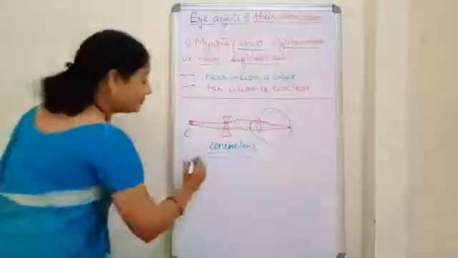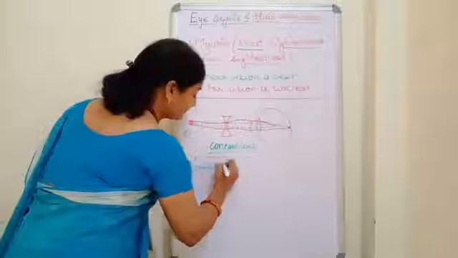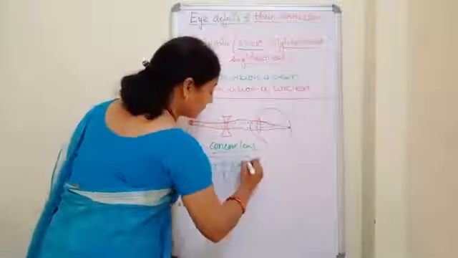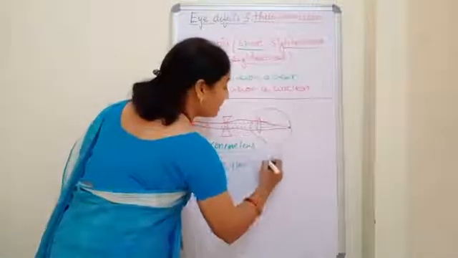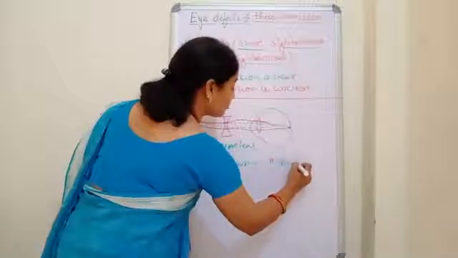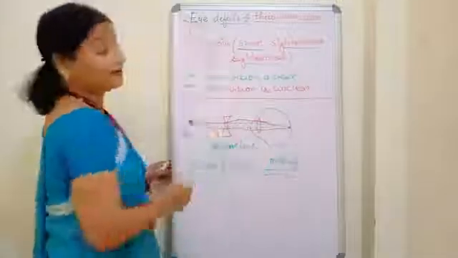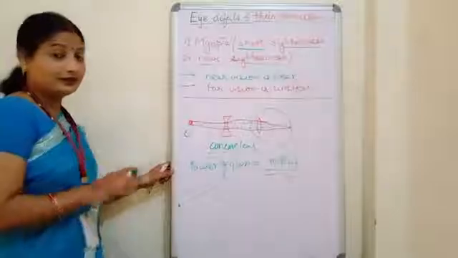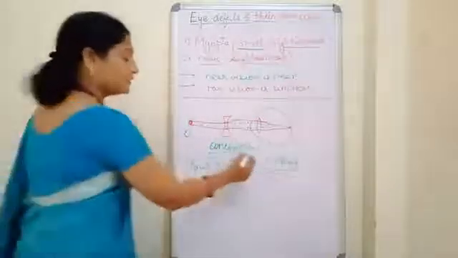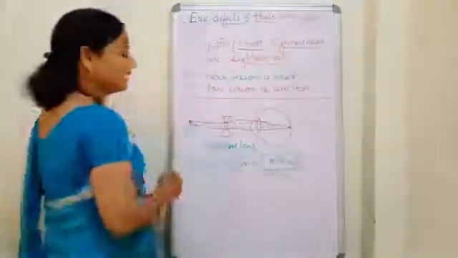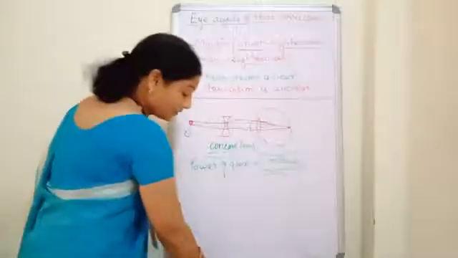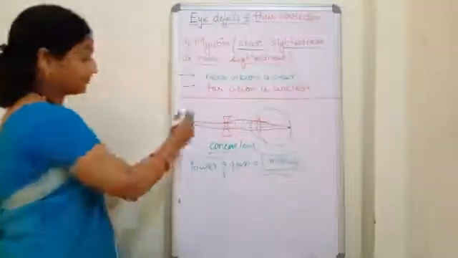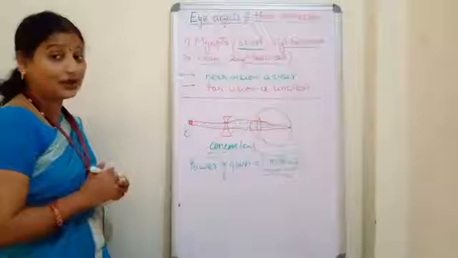And the power of the glass is given with a minus sign. You know this property of the concave lens, so you know very well that the power will be minus. So this is all about the causes and how we can correct it.